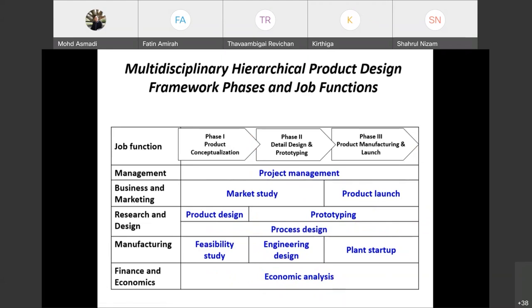If you go from the beginning to the end, actually we do many things, like plant design. You do a lot of work. These are the five job functions: management, sales, marketing, design, economic analysis. So this is what we call the multidisciplinary or hierarchical product design framework. On top are the phases, and on the left are the job functions. You have to remember this.